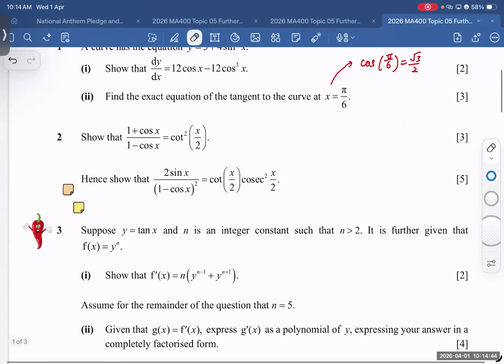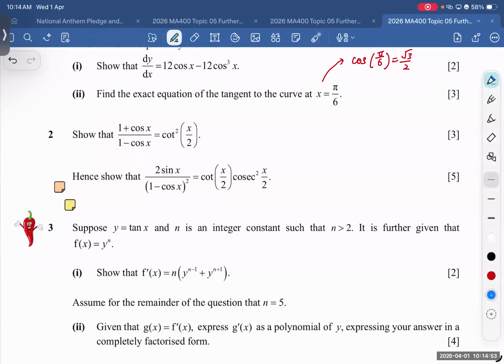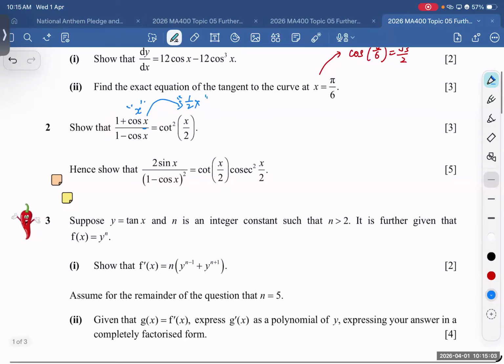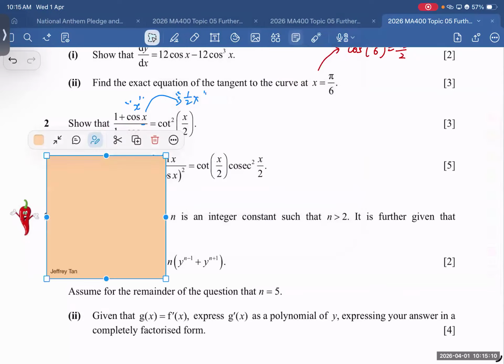Question 2, right? Basically, left-hand side, right-hand side. If you notice how the 1 disappears, you basically need to eliminate the 1. And notice how you start with an x and you need to end with a half x. That means it's a half angle formula or double angle formula involved. Remember I told you if you got double angle for cosine and you got 1, you need to cut off the 1.